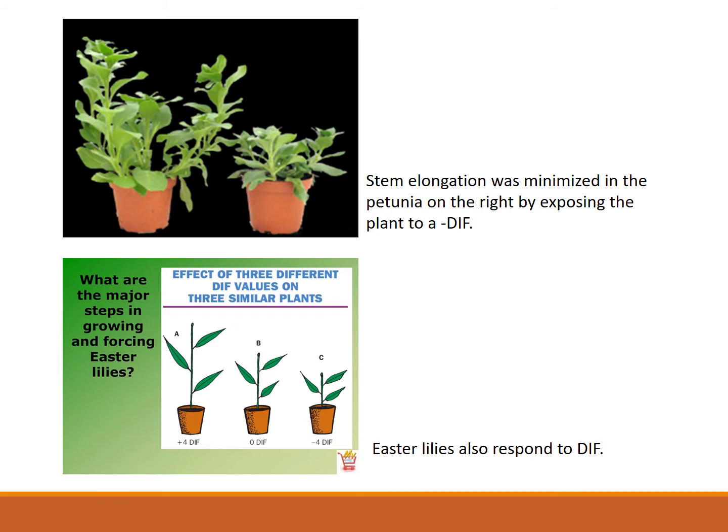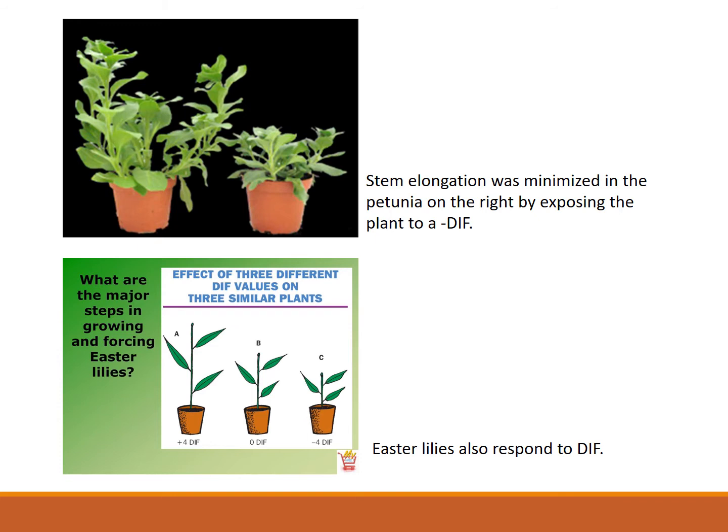The bottom picture shows that Easter lilies also respond to diff in greenhouses. The diagram shows the effect of 3 different diff values on 3 Easter lilies growing in a greenhouse. If you look at the picture in the center, that Easter lily was grown under conditions of 0 diff, which means that the daytime temperature was equal to the nighttime temperature in the greenhouse. If you look to the plant to the left of it, which is labeled plant A, that plant was grown under conditions of positive diff. So that means the daytime temperature was greater than the nighttime temperature, and the net result was a plant that was tall.